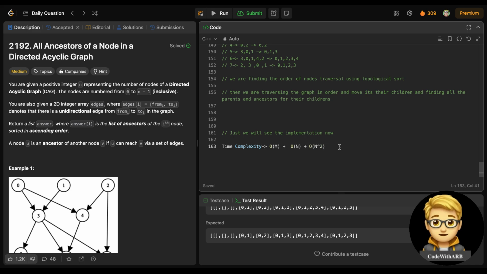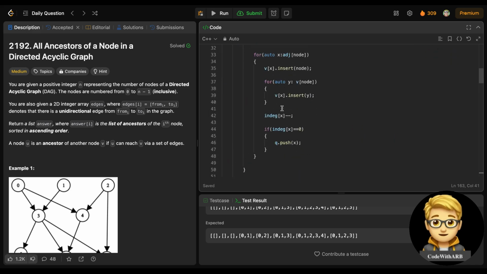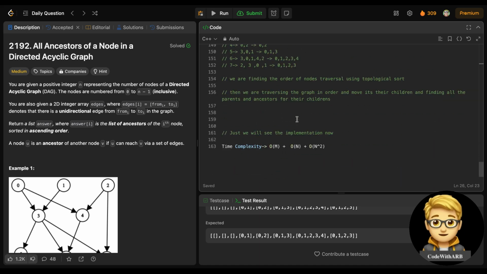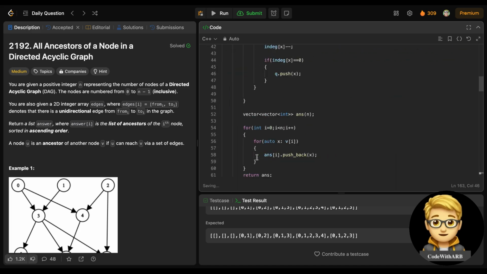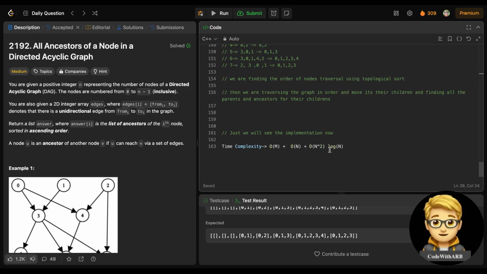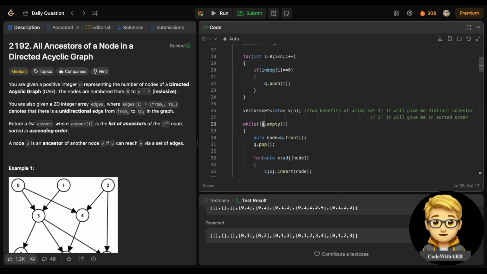Also, one thing here is that when I am inserting this vertex in my set, it can be possible that all the nodes are inserted for a particular node. And the set takes log of n for insertion. So that can take O of n square log n, because it can be that for a single node all the nodes are inserted, and there are total n nodes. So the time complexity would be O of n squared log n for this data structure, right?